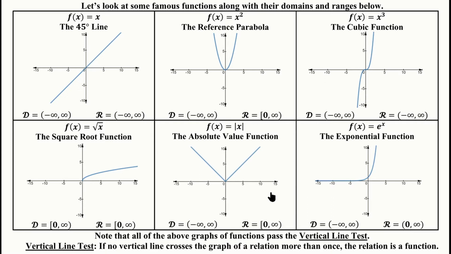Also of interest to us is the fact that every single one of these is a function, because it passes a test we've discussed previously called the vertical line test. What that says basically is that if no vertical line crosses the graph of a given relation, and remember, they're all relations as well, then that relation is a function. And notice, for every single one of these graphs that you see, you cannot find any vertical line that would cross these graphs more than once. So they all pass the vertical line test for functions.